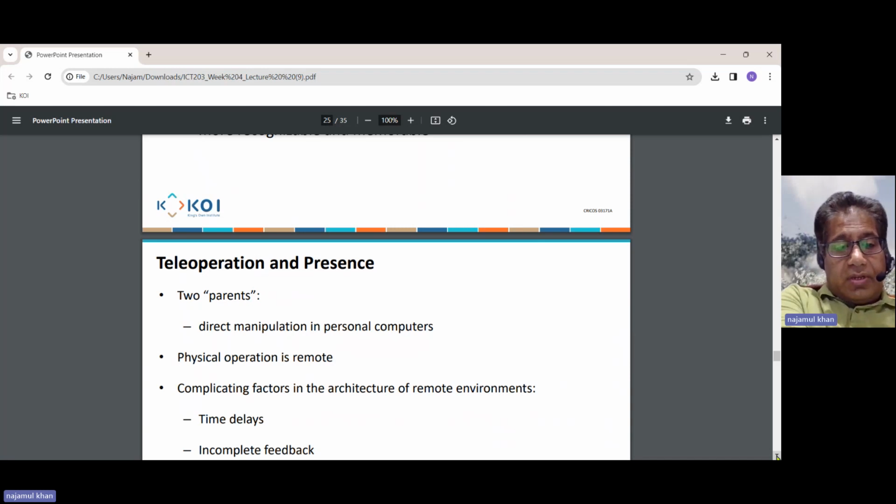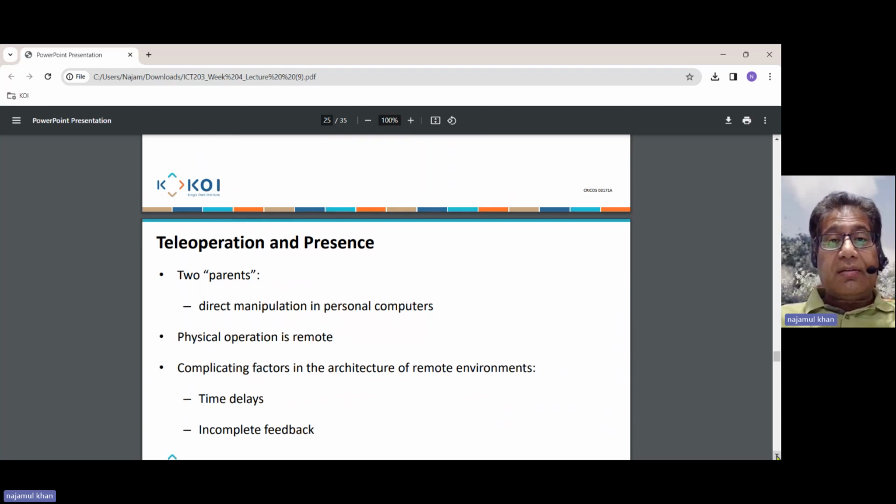So we are talking about direct manipulation in personal computers. We're talking about physical operations being done remotely. We're talking about complicating factors in the architecture of remote environments, where time delays and incomplete feedback play an important role. So these things are very powerful as well.